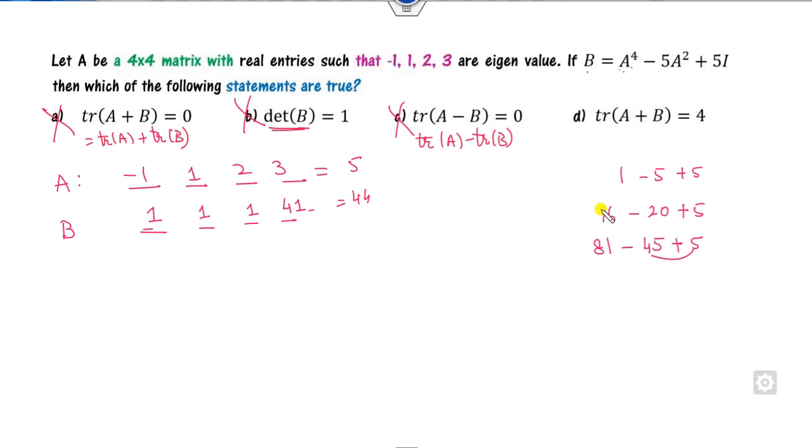So I have to check the calculation of the trace of B. What is that? It will be 1, 1, so it's 2, 4, 20, 5, 1. So it is 3 raised to power 4, so it's 81. 3 raised to power 2, 9, 45 plus 5. So it's minus 40 plus 41. So none of the answers is correct. None of these is the right answer, because none of them is satisfied here.